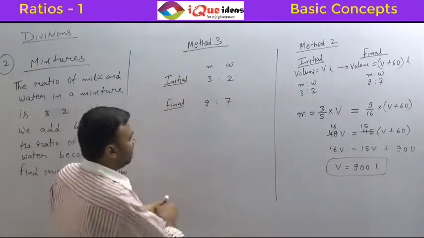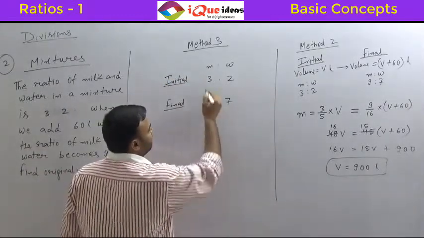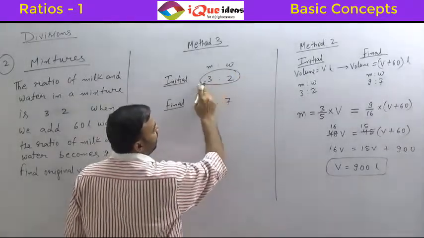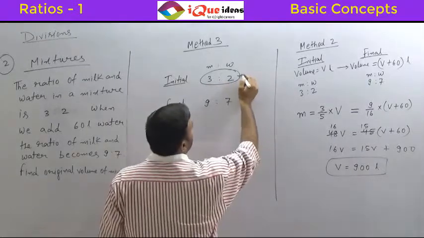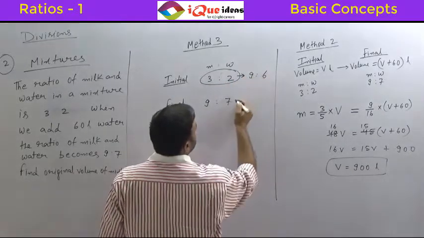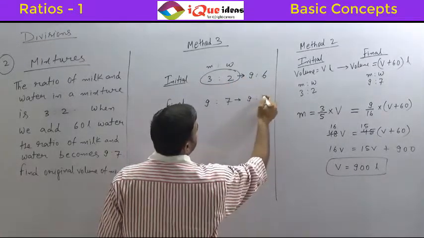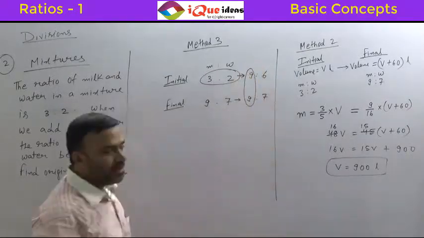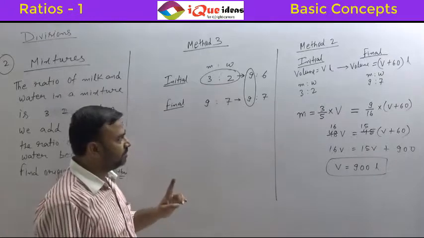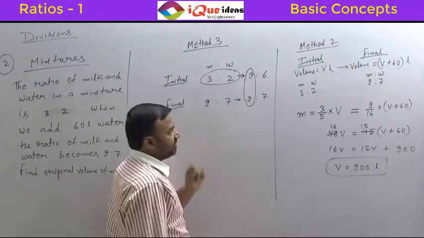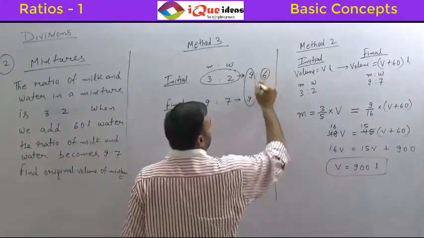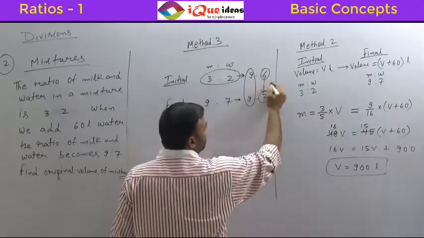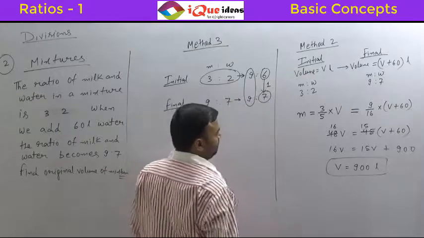In this case, incidentally, this 9 is already a multiple of 3. So we just need to multiply this by 3. So if you multiply this by 3, this will become 9:6. This will remain the same, 9:7. Now here, the numbers corresponding to milk have become the same. That's what we wanted. In that situation, look at the quantities of water, 6 and 7. So how much has been added? According to these numbers, 1 has to be added.